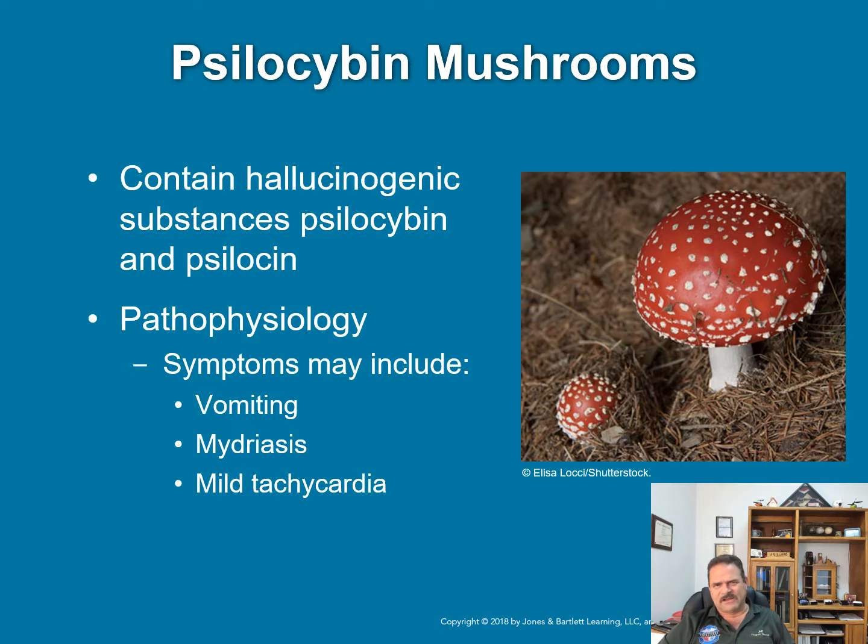All right, psilocybin mushrooms. Don't want to eat these guys. They contain hallucinogenic substances called psilocybin and also psilocin. The most commonly abused mushrooms are Psilocybe mexicana and also Psilocybe cyanescens. The typical dose is estimated to be somewhere between 4 to 10 milligrams, or approximately 2 to 4 mushrooms. Typically, it has a bitter taste, which may be masked with other liquids or foods.